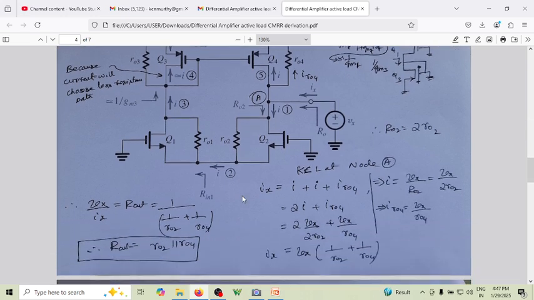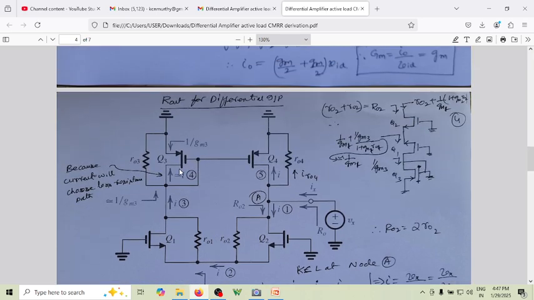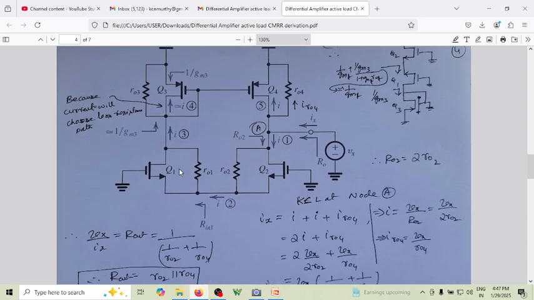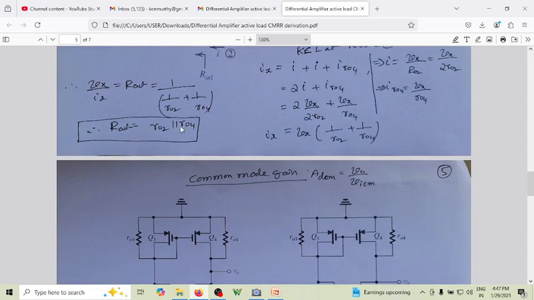Once you know Gm and Rout, that's what is written here, you can easily find the gain of the amplifier. So the gain of the amplifier becomes small gm into R02 in parallel with R04.